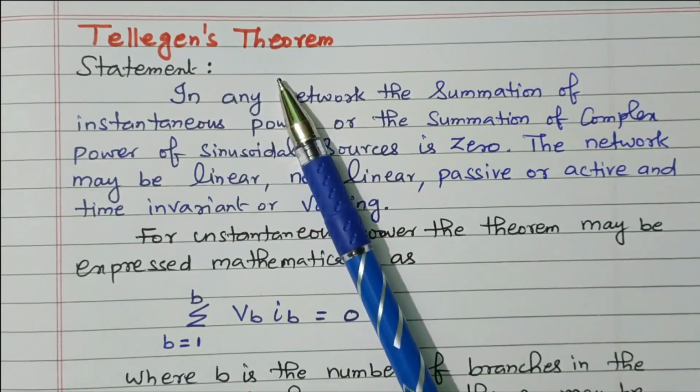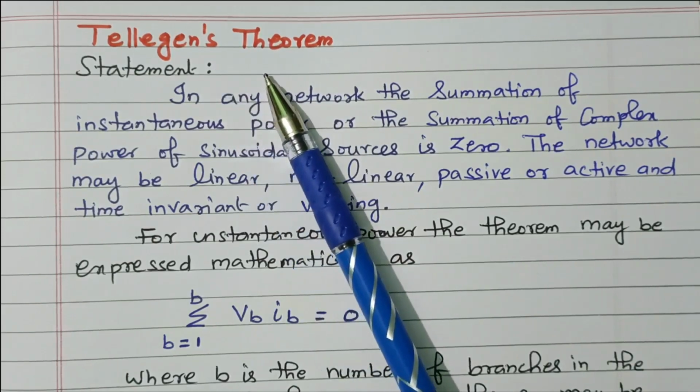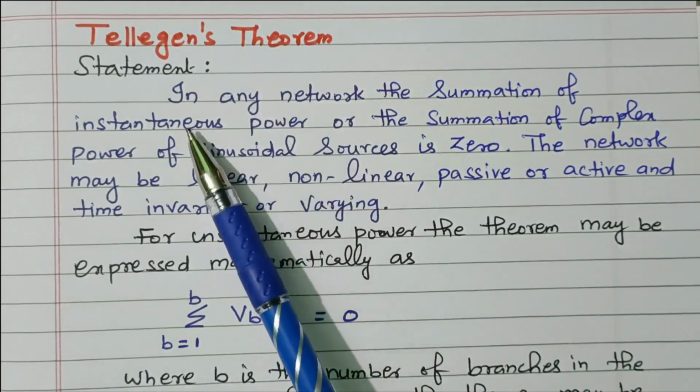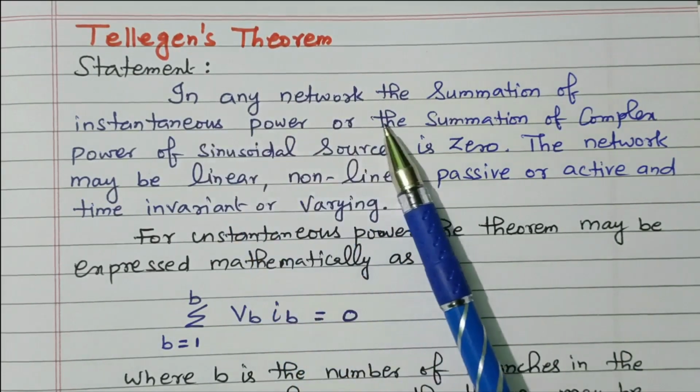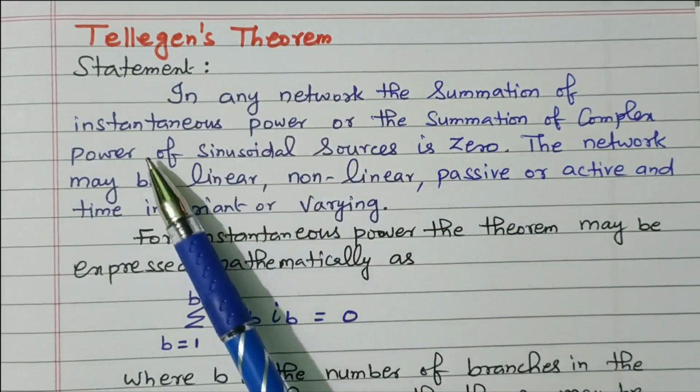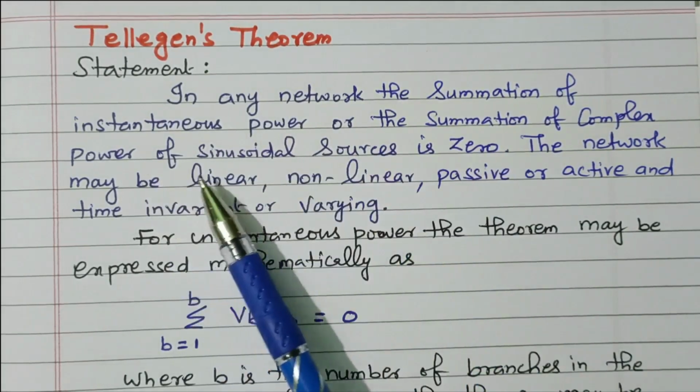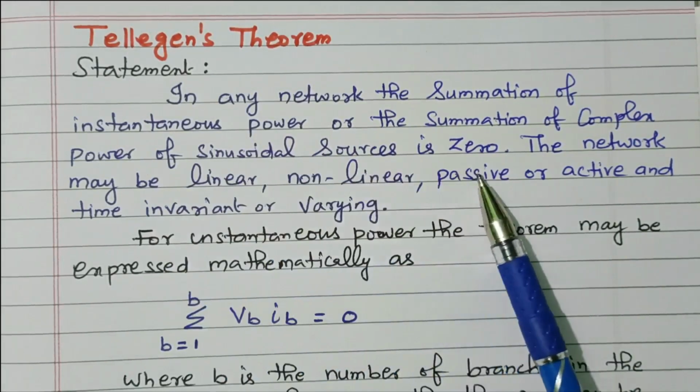Now we'll go to the topic: the explanation of Tellegen's theorem, one of the theorems available in circuit theory. First we will see the statement. In any network, the summation of instantaneous power, or the summation of complex power of sinusoidal sources, is 0.